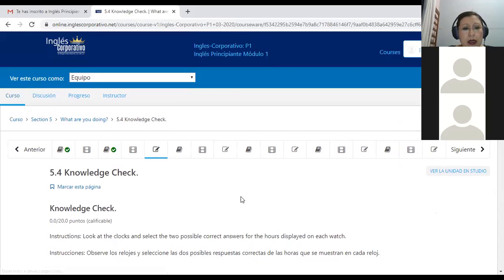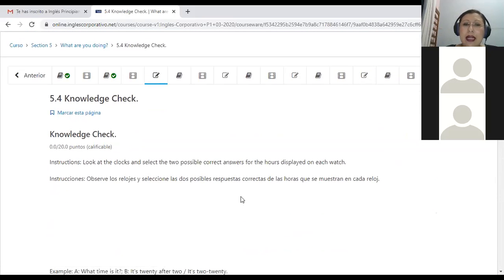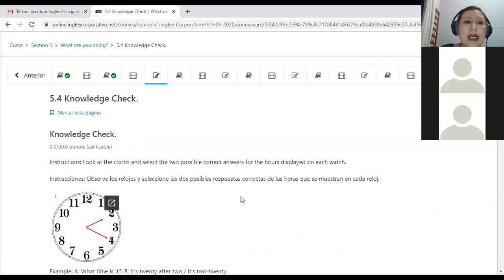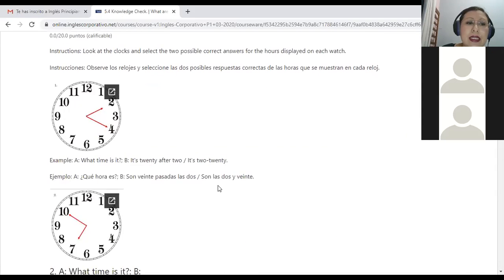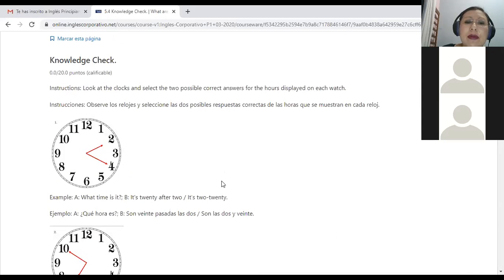So let me, okay. And then when we finish this lesson, you will be able to complete the knowledge check in section 5.4 that says, look at the clocks and select the two possible correct answers for the hours displayed on each watch. So remember that the one that you use in your hand is watch, and the one that is on the wall, excuse me, is clock, okay? Entonces, se llama clock, el reloj que está sobre la pared, y se llama watch, el que tengo aquí, ¿verdad? En mi puño.